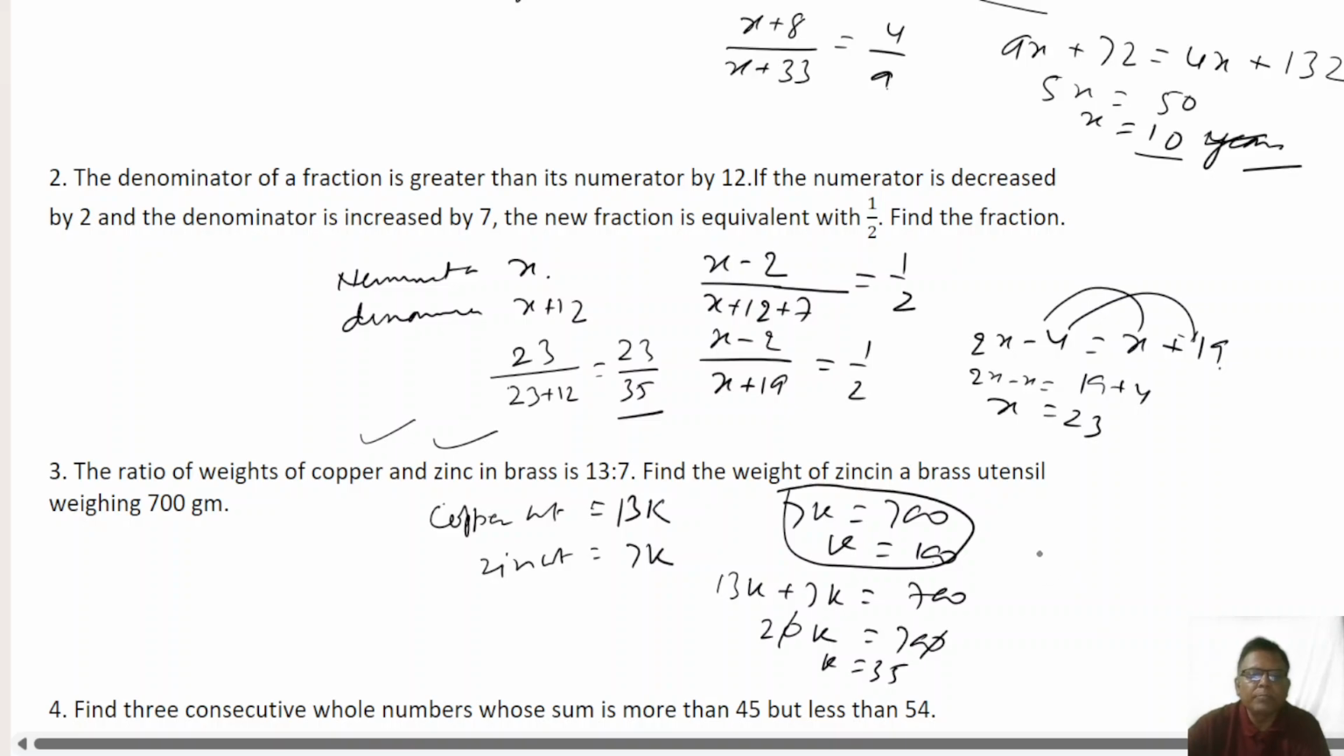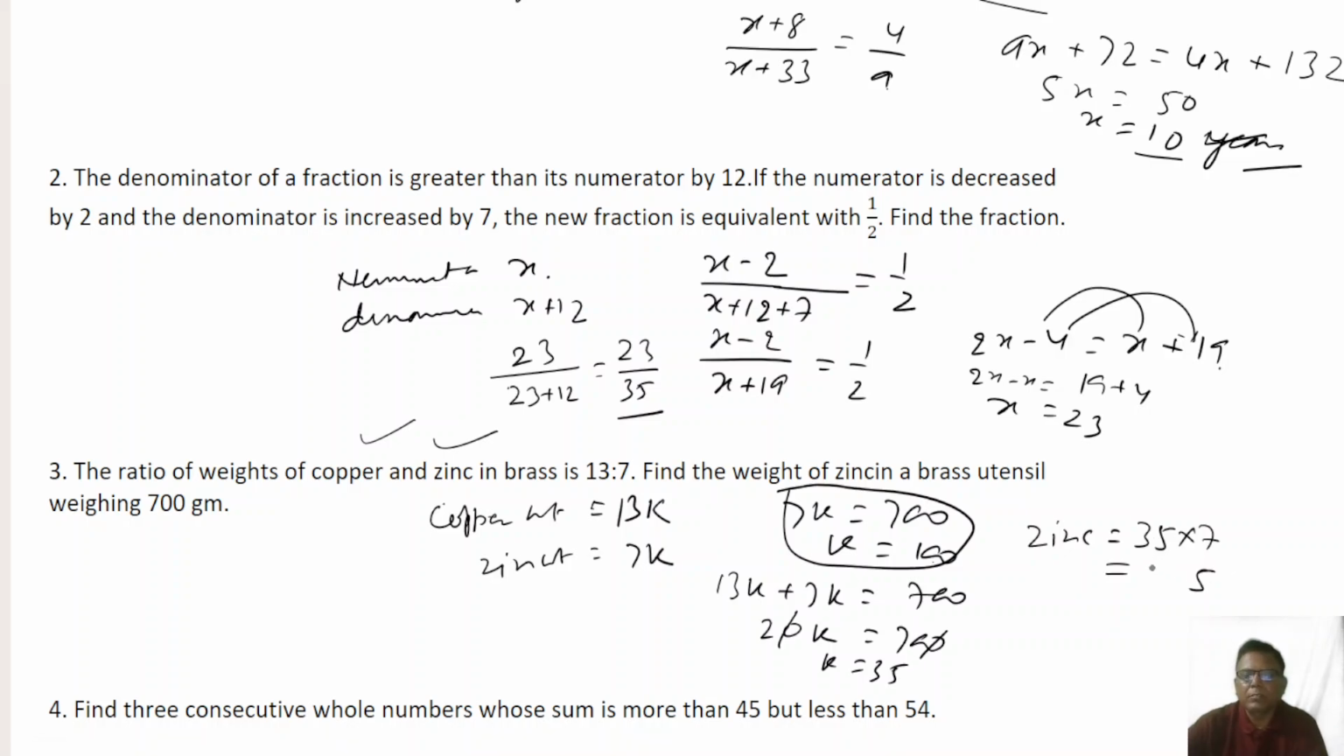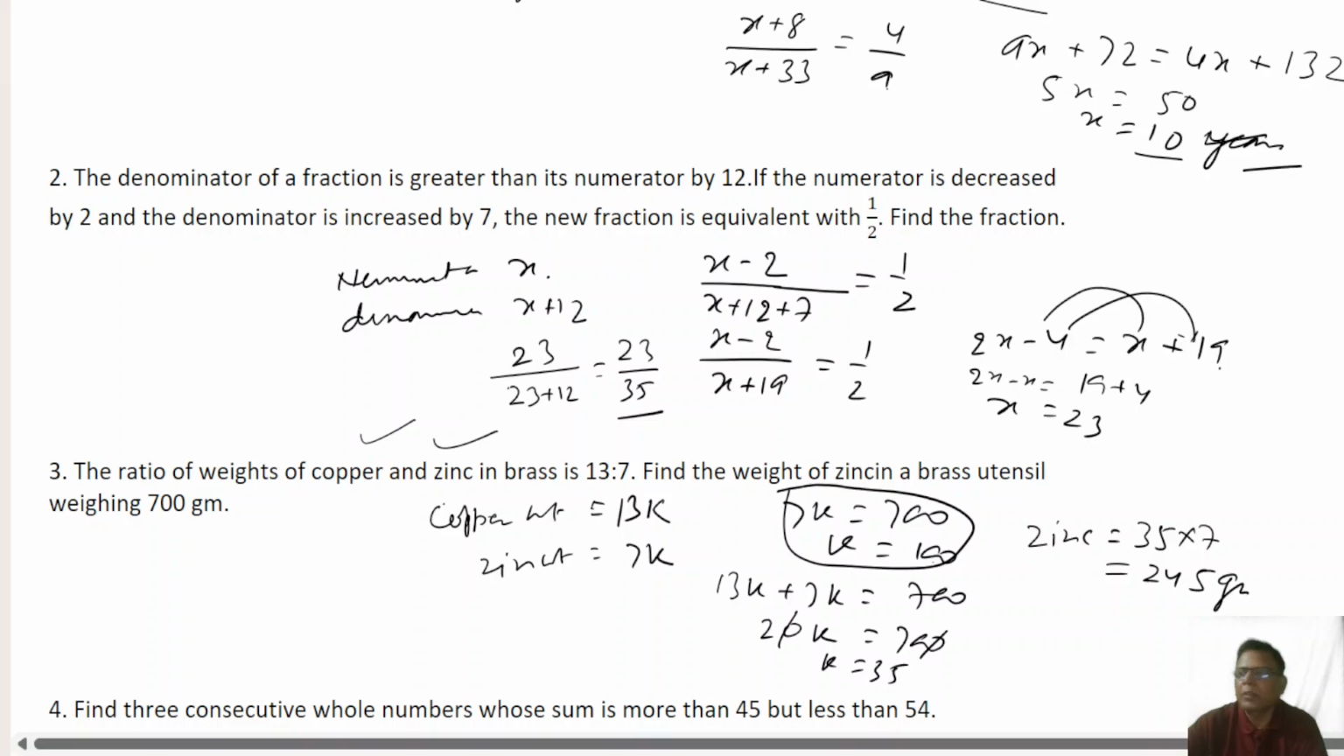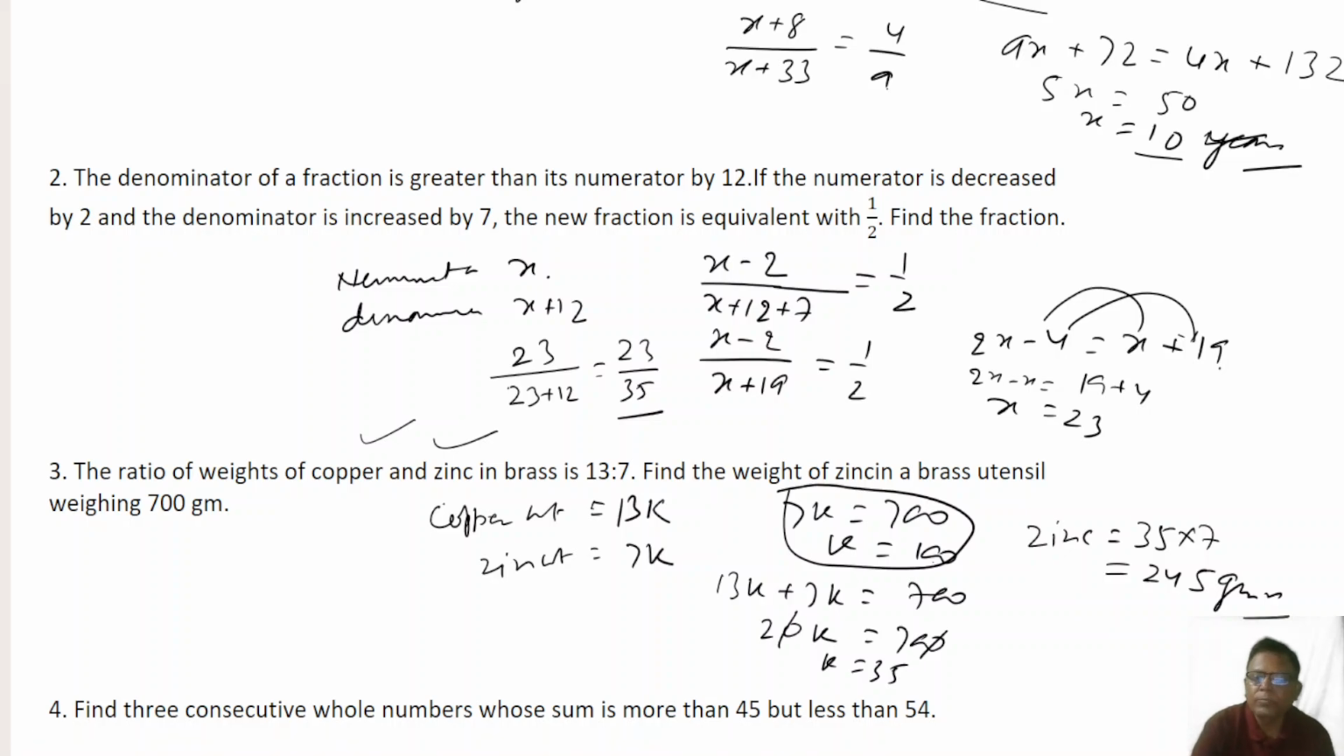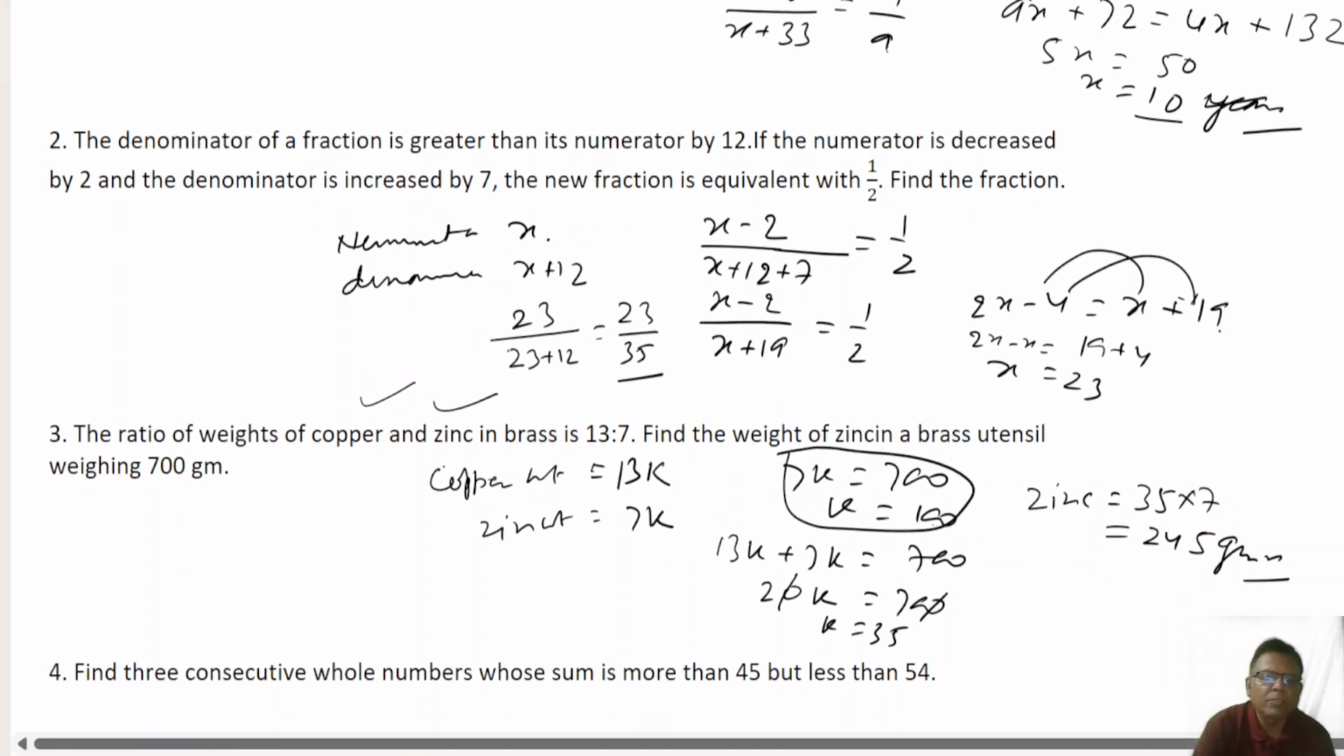Then the zinc weight is what is being asked now. So zinc weight will be 35 into how much? K is 35 and 7 is 245 gram. That will be the answer. So now we must write the unit. Unit is very important.